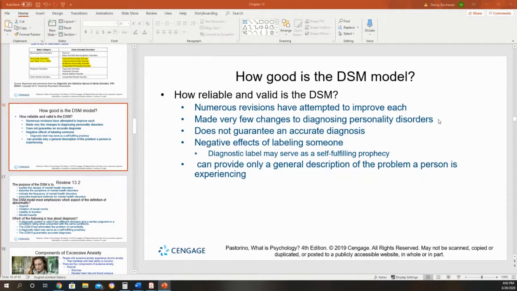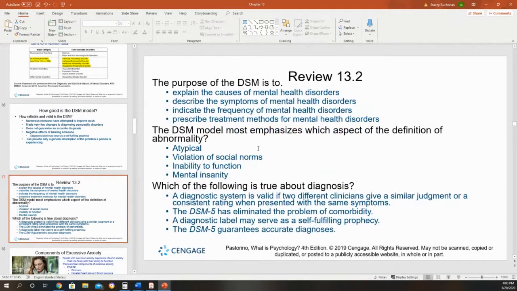So let's go through and review section 2. The purpose of the DSM is to explain the causes of mental disorders, describe the symptoms of mental disorders, indicate the frequency of mental disorders, prescribe the treatment. As I said before, it's atheoretical, meaning it doesn't offer any theories behind why they're suffering it. So it doesn't explain the causes. It indicates the frequency? Nope, doesn't do that. Prescribe treatments? Nope, doesn't do that either. It just gives you the symptoms of it.